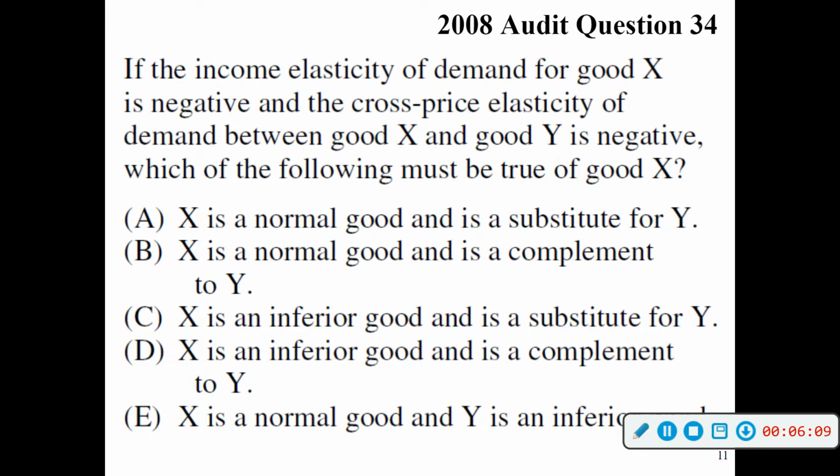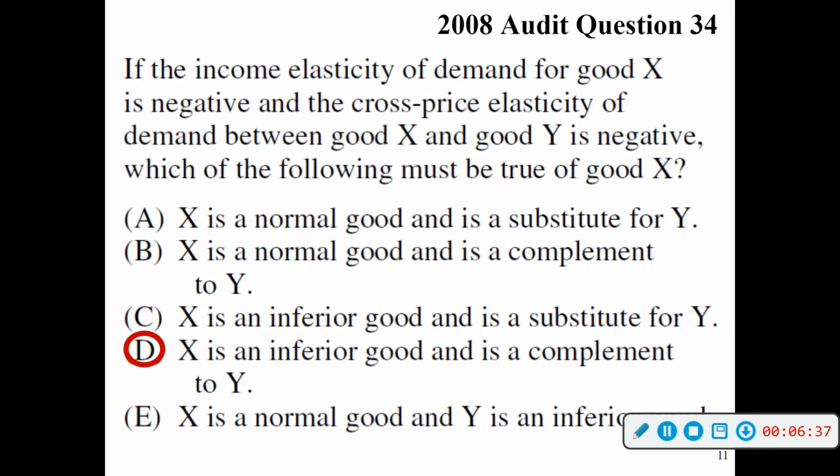Once again, just an example of the way it's presented on tests. It says if income elasticity of demand for good X is negative and the cross price elasticity of demand between good X and good Y is negative, which of the following must be true? And so this is where you need to know those relationships as well. But it says X is an inferior good and X is a complement to Y based on those positive and negative associations. Because sometimes they'll give you this in FRQ.